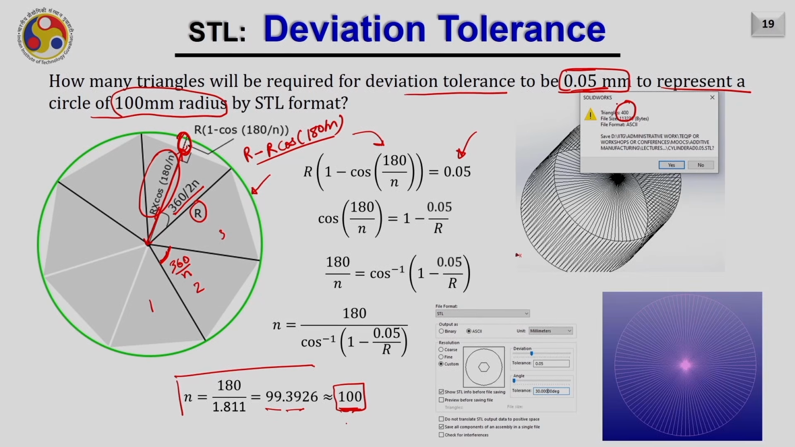Why 400? There will be 100 triangles on the top surface, on the circular part, 100 on the bottom and 200 on the periphery. Why 200 on the periphery? It is obvious that each triangle formed like this will converge like this on the periphery, and then it will converge like this. So, each triangle will correspond to 2 triangles on the periphery of the cylinder. Therefore, there will be 200 triangles here. Total 400 triangles. That means our calculation is perfect. This verifies our calculation for the deviation tolerance.